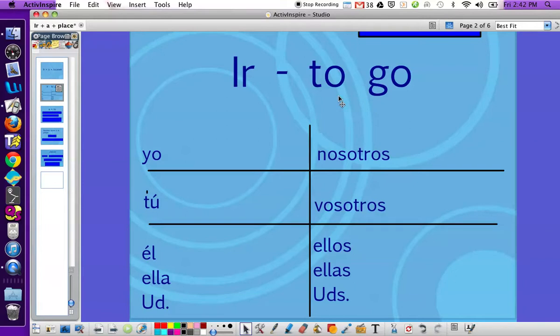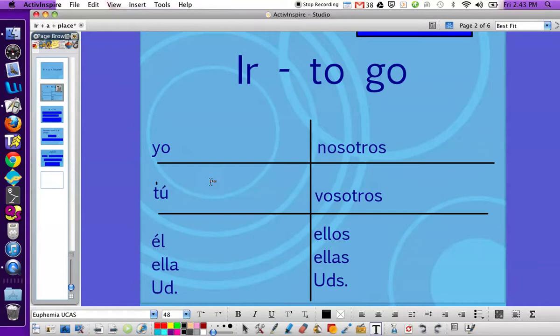Ir means to go. Ir solamente tiene dos letras, I y R, y por eso la conjugación de ir es diferente. Ir has a different conjugation, a unique conjugation, because it is only two letters. It is not simply taking the IR endings and making them into a verb. It's a little more complex. Ir starts with a V, all of the conjugated forms.